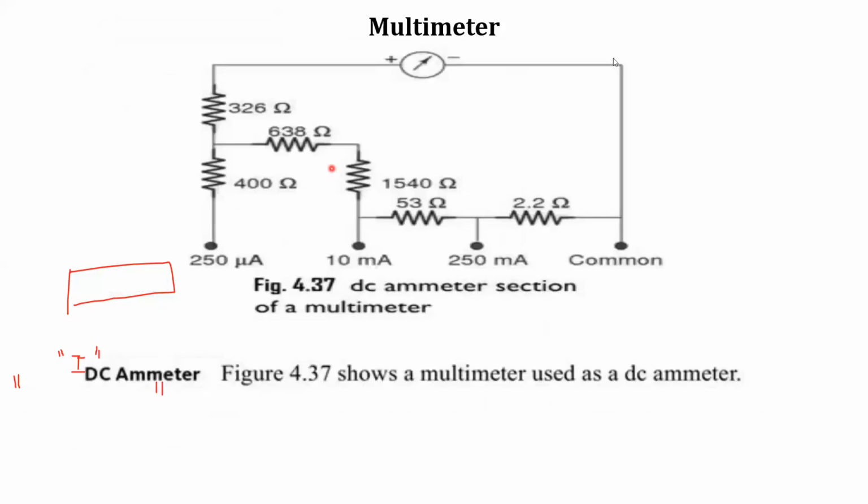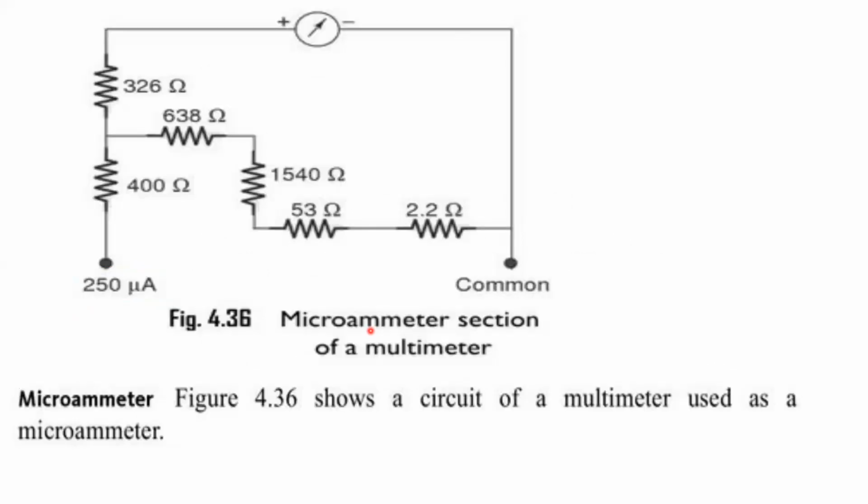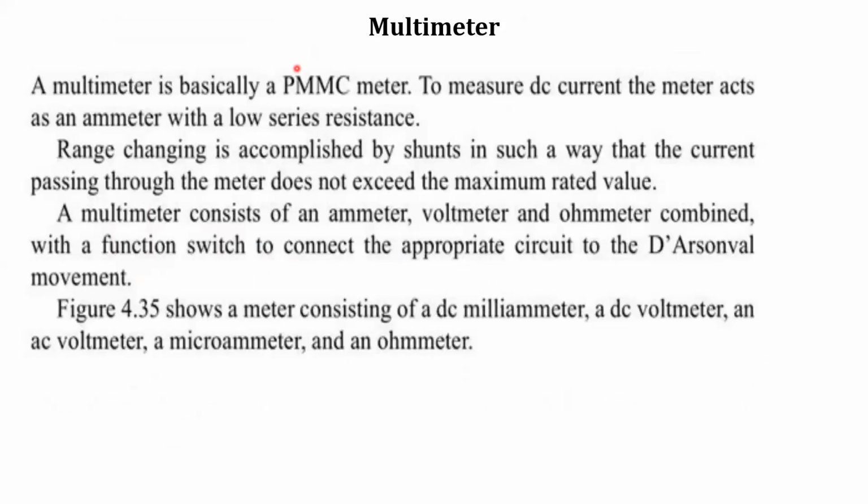Next one. This is the DC ammeter section of a multimeter. Here also, this is the part, these resistors. This is the part we are using.